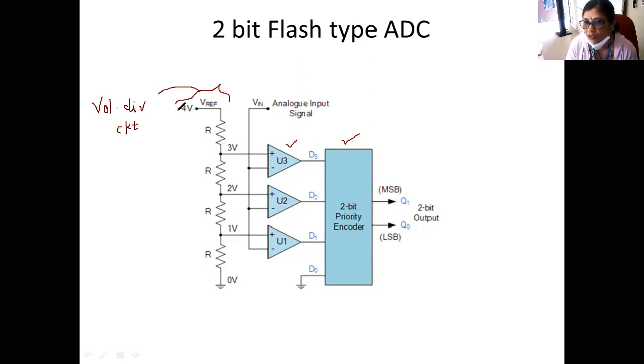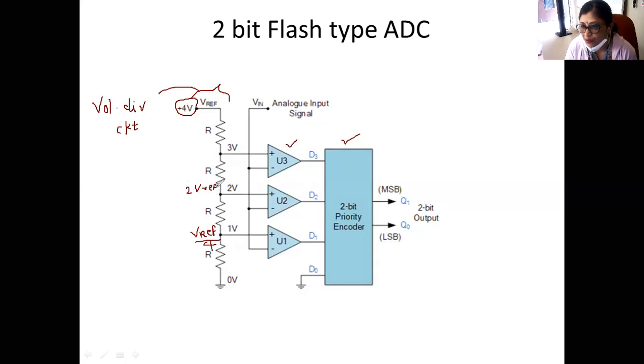Reference voltage of 4 volt is applied here, and this 4 volt is divided into 3 volt, 2 volt and 1 volt. Okay. So here you can observe that this is 1/4 of the reference value. So here it is V reference upon 4. Whatever the reference voltage may be, the value present at this point will be V reference by 4. So here the value will be 2 times V reference by 4.